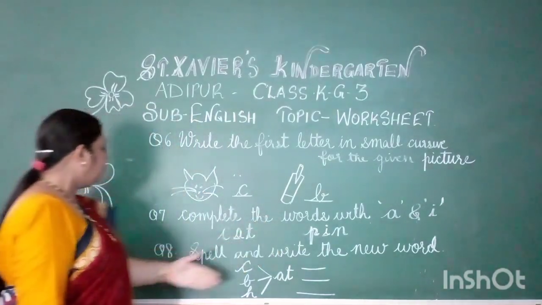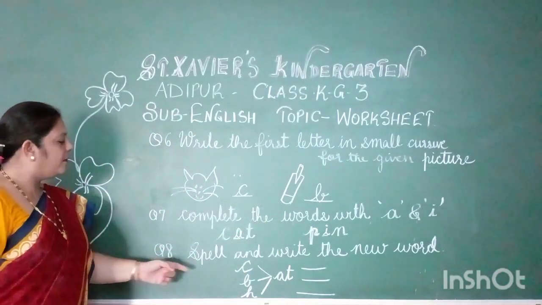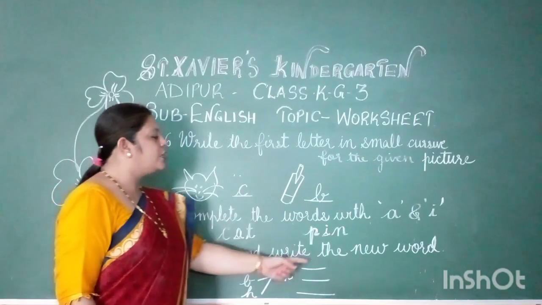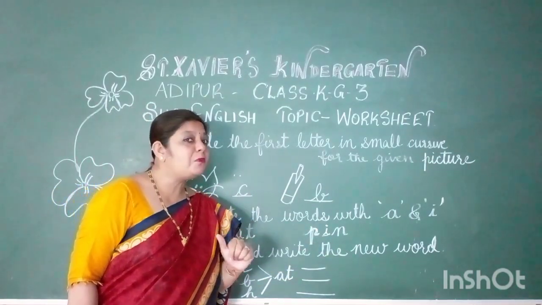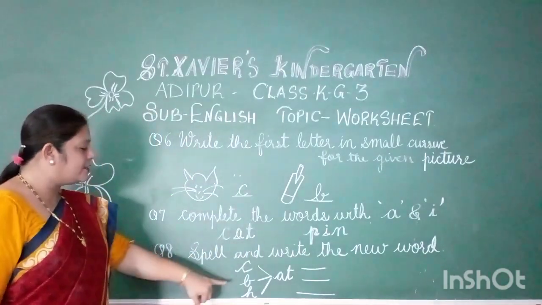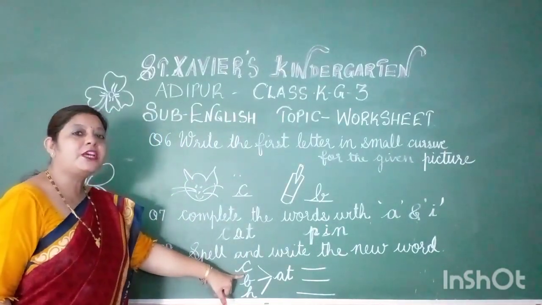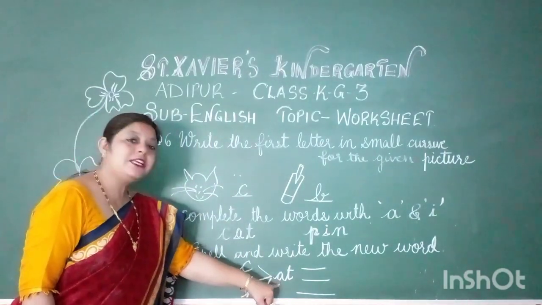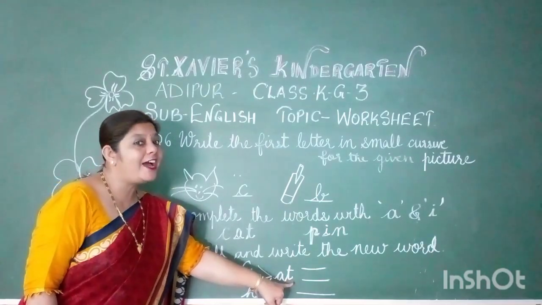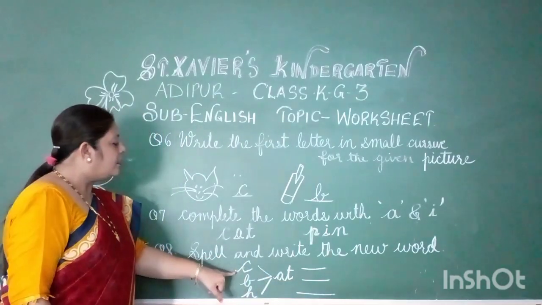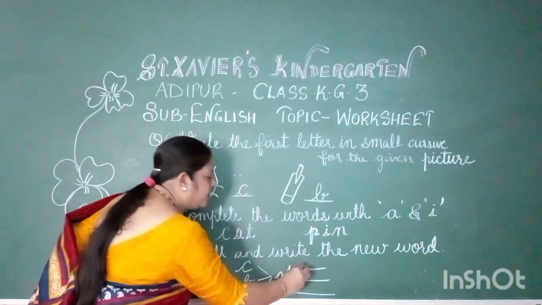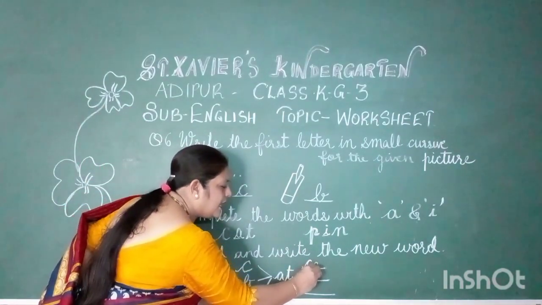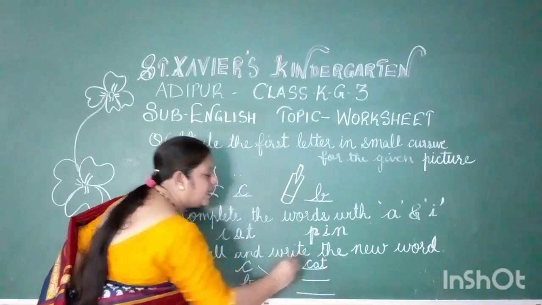Okay, children? Move on to the question number 8. It's spell and write the new word. You have to spell and you have to make the new word. How it is? Which is this letter? It's C, and here it is A and T. A, T. K, A, T. Cat. So you will write C, A, T, cat.